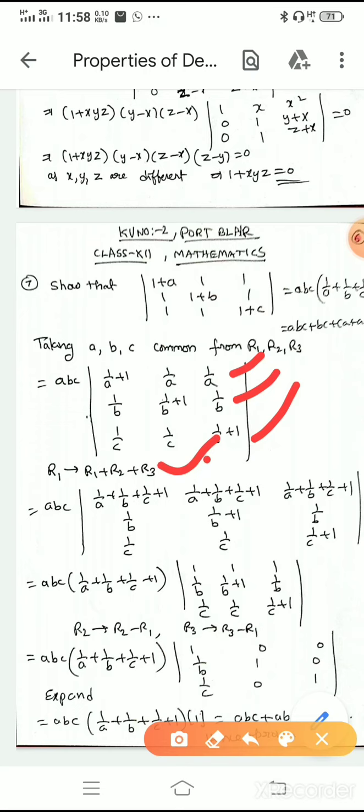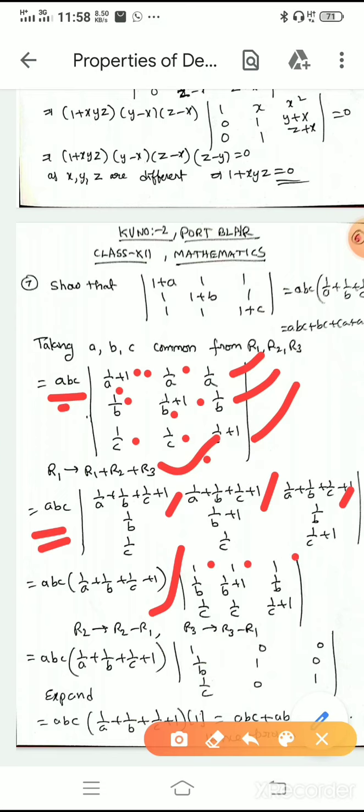So you get ABC into 1 by A plus 1 by B plus 1 by C plus 1. Similarly, the second element also is 1 by A plus 1 by B plus 1 by C plus 1. See how we get the same. Then take this 1 by A plus 1 by B plus 1 by C plus 1 common from the first row. First row becomes 1 1 1. Second row, third row will be same, no change will be there.